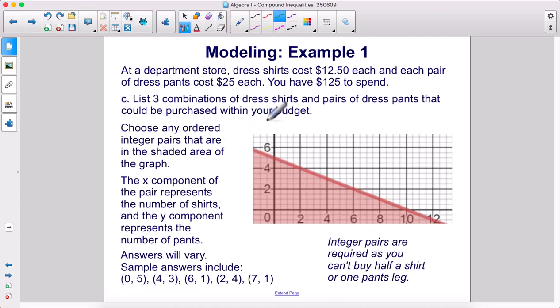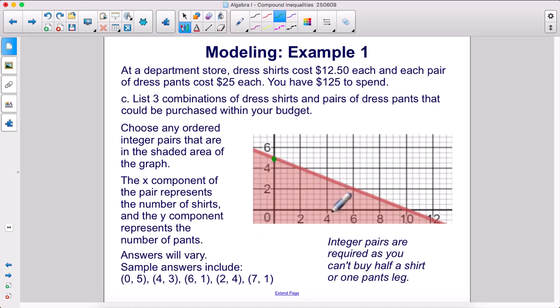List 3 combinations of dress shirts and pairs of dress pants that could be purchased within your budget. So we can choose any ordered integer pairs that are in the shaded area of this graph. The x component of the pair represents the number of shirts, and the y component represents the number of pants. Here are some sample answers. 0, 5, so we could have 0 shirts and 5 pairs of dress pants.